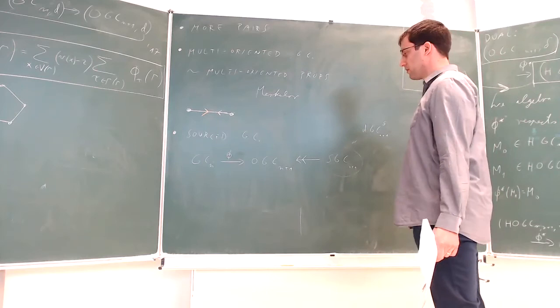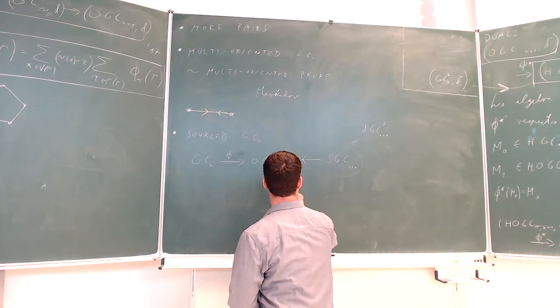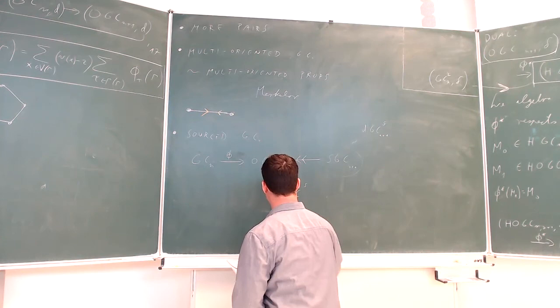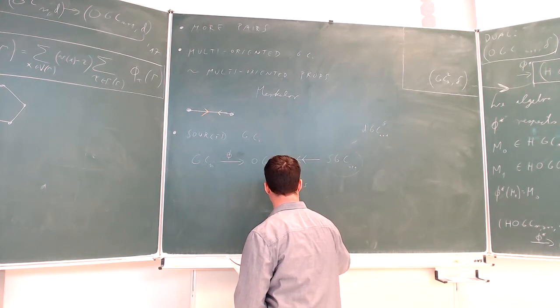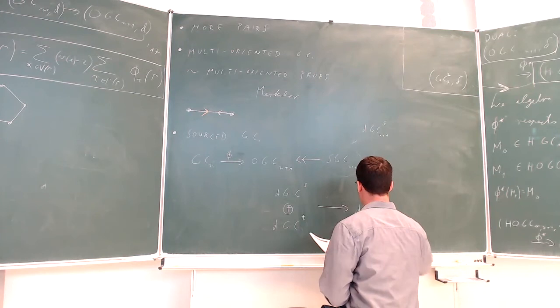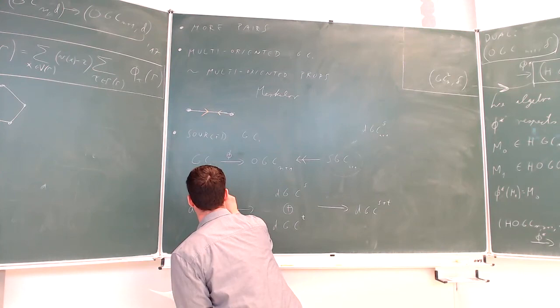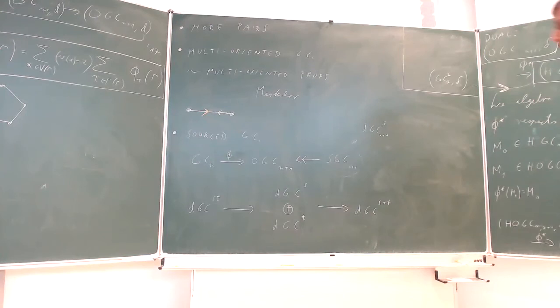And yeah, maybe some of you will be interested. If I have the sourced graph complex and the targeted graph complex, there's a short exact sequence. This goes to the graph complex with source or target, and the graph complex with source and target. So this is a simple short exact sequence of graph complexes.